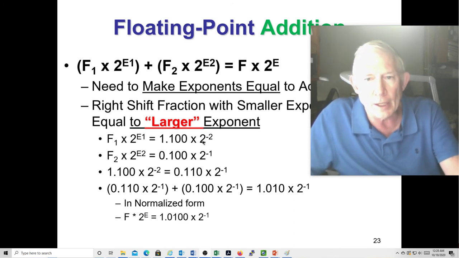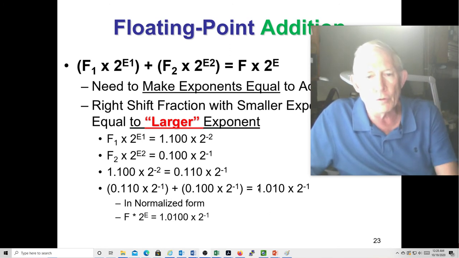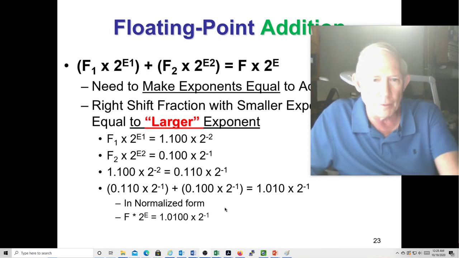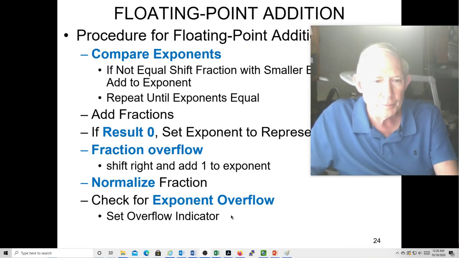So again, you adjust the smaller, which is F1, by moving the decimal point to the left and adding 1 to the exponent, and that makes the exponents the same, both 2 to the minus 1. Then you add these, and you get 1.01 times 2 to the minus 1. Well, this is already a normalized form. So now you can switch it back into your IEEE 754 standard. You drop the 1 and you store the significand, and then your exponent would be minus 1, but obviously adjusted.